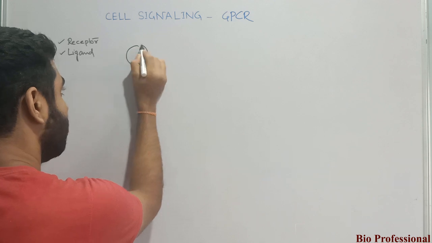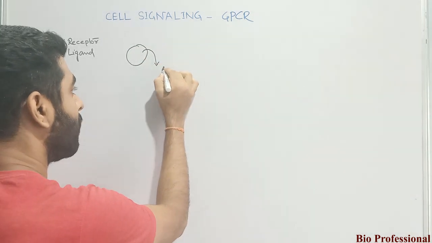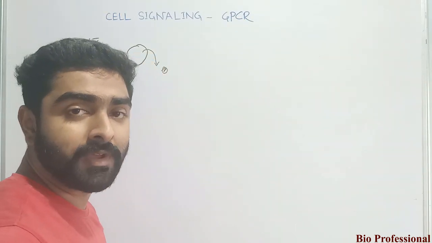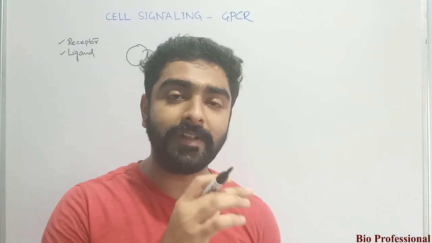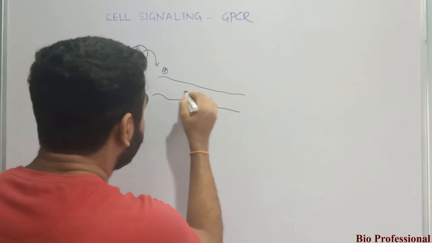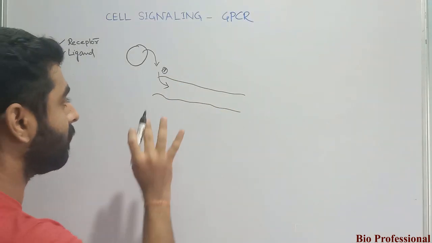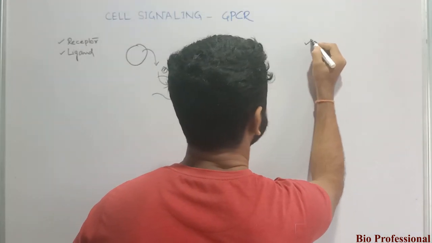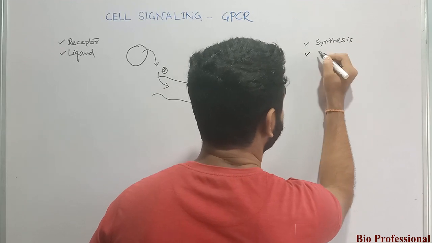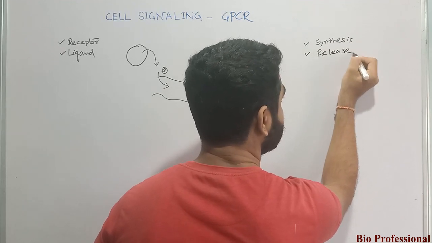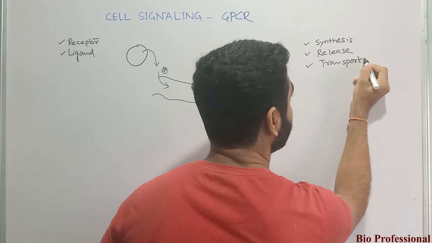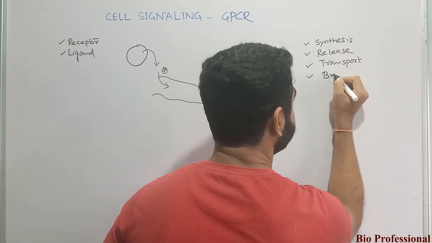So here, suppose this is a cell, and it releases a signaling molecule. This is the very first step. That cell will synthesize a signaling molecule, and after that it will release that signaling molecule. That signaling molecule then undergoes transportation. So I will write it here. The very first point is the synthesis of the signaling molecule. After that, the release of the signaling molecule. Number 3 is transportation, transport of that signaling molecule. And after that, binding.